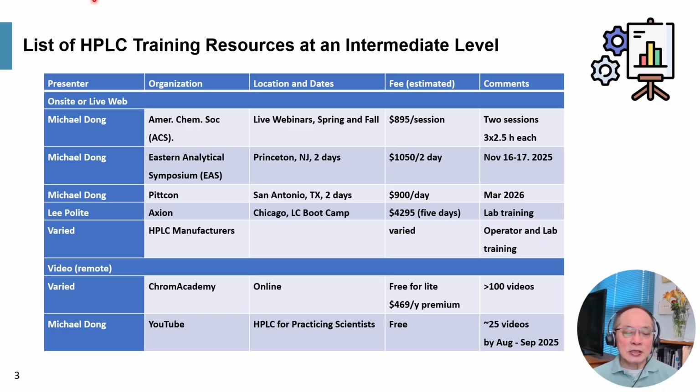So topic number one is a list of HPLC training resources at an intermediate level as of today, which is June of 2025. So some of these are estimated. The headings are presenter, organization, location and dates, fees, which are estimated, and some comments. The first three are short courses that I myself perform annually at these various organizations. You can pause the slide and take a look at that.